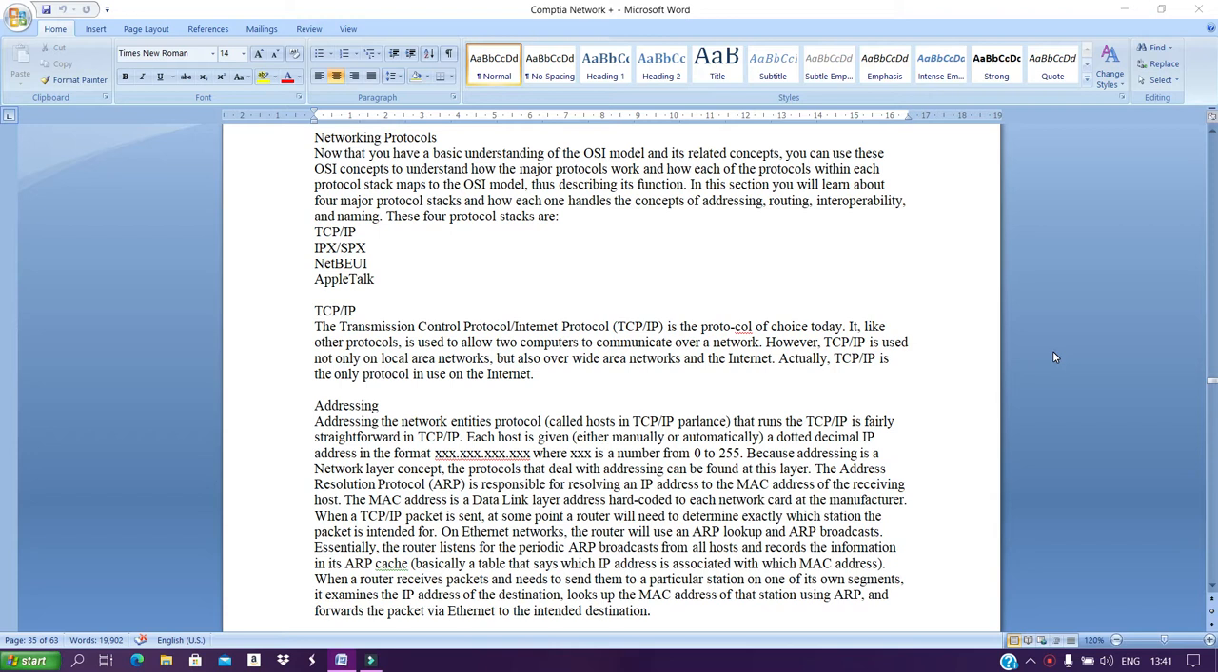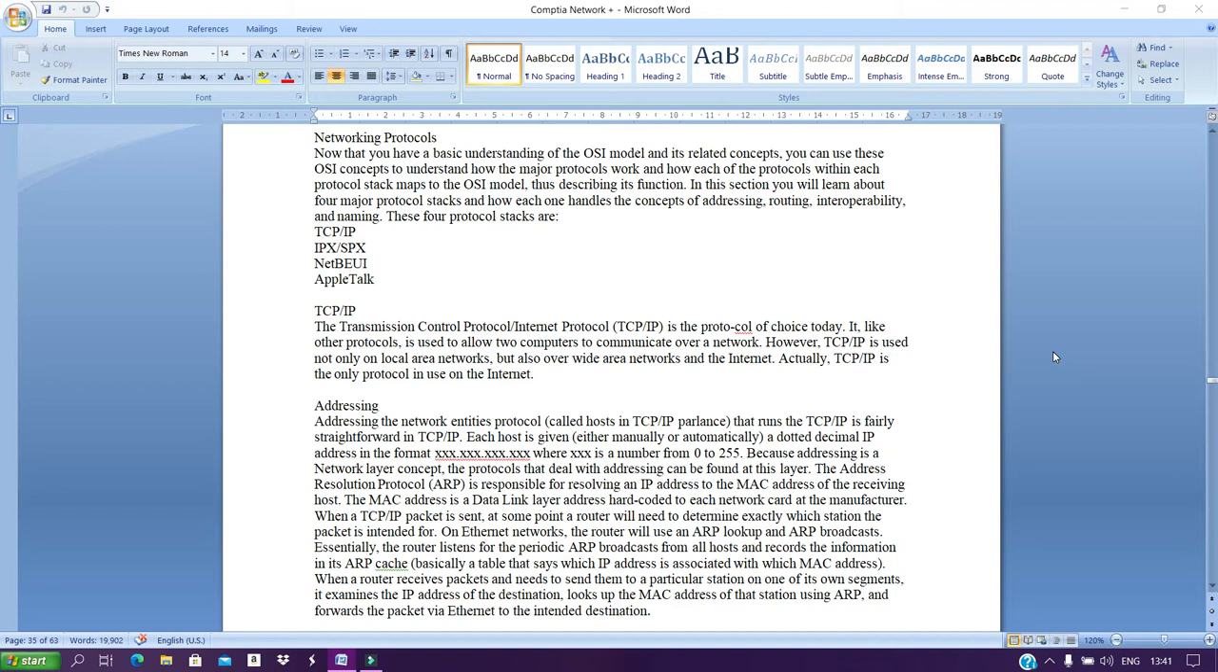In this section, you will learn about four major protocol stacks and how each one handles the concepts of addressing, routing, interoperability, and naming. These four protocol stacks are TCP/IP, IPX/SPX, NetBEUI, and AppleTalk.